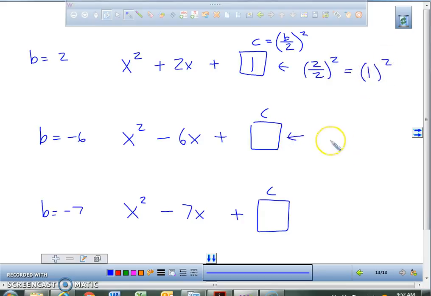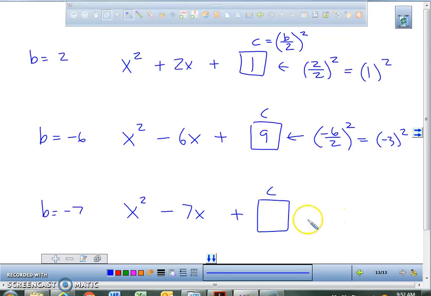What are we going to do on this one? What are we going to take half of? -6. We're going to take half of it, and then we're going to square it. What is half of -6? -3, but then it's squared, so it becomes positive 9. There we go. This becomes -3 squared, which gets us a positive 9.